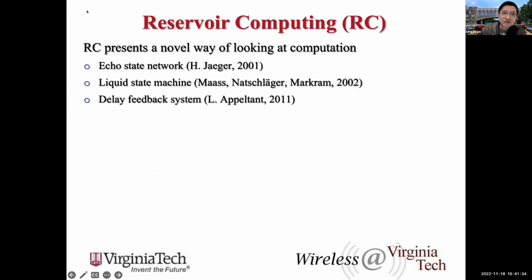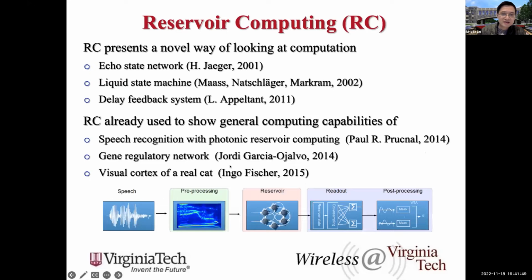So the trick, or the secret ingredient we use, is something called reservoir computing. Okay, so reservoir computing presents a novel way of looking at computation. It has three components: echo state network, liquid state machine, and delay feedback reservoir. Reservoir computing has been used, let's say, in speech recognition and various contexts other than communication. And on the communication side, we are one of the first groups to apply reservoir computing to communication systems.